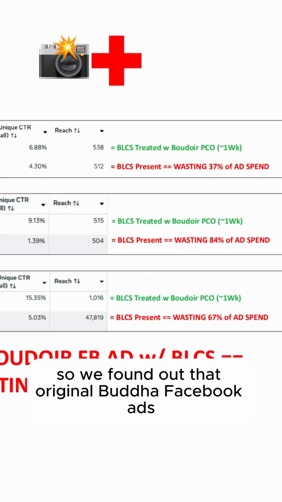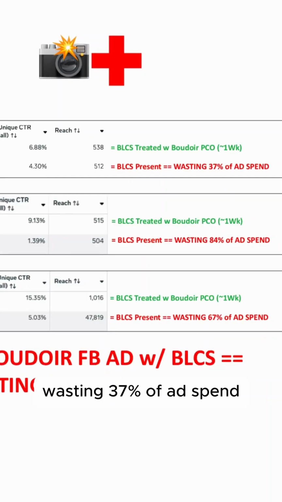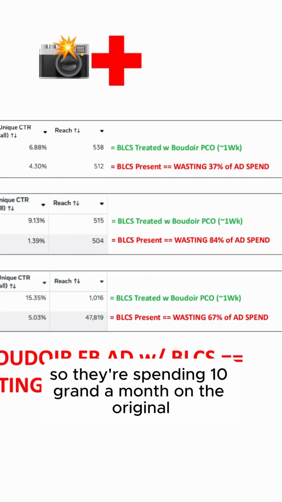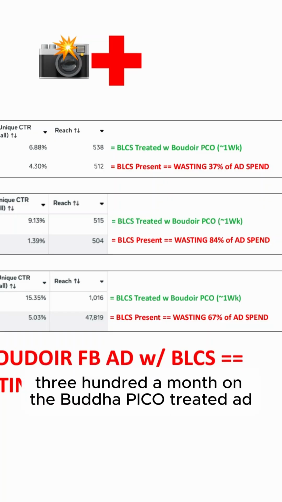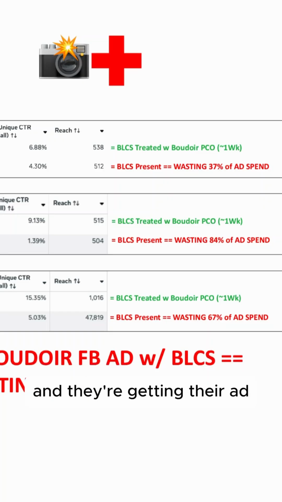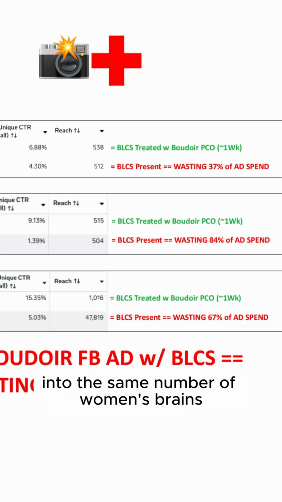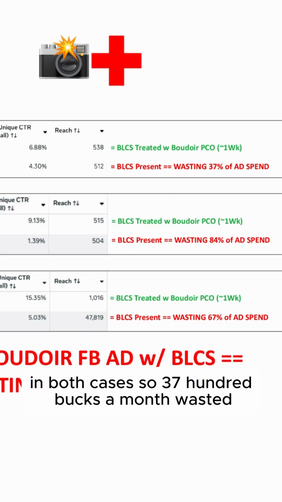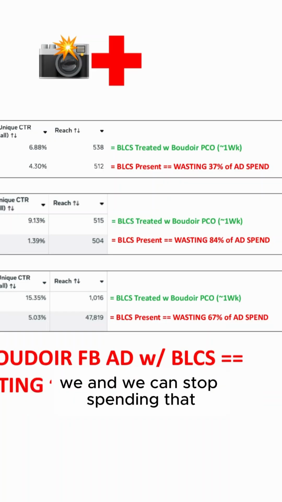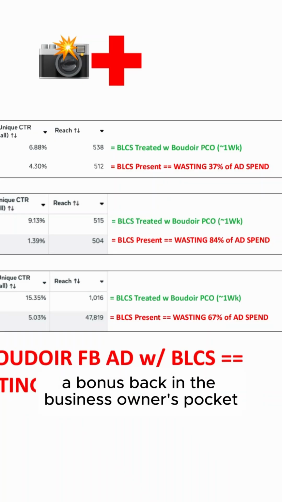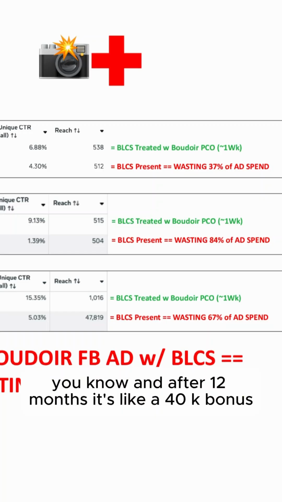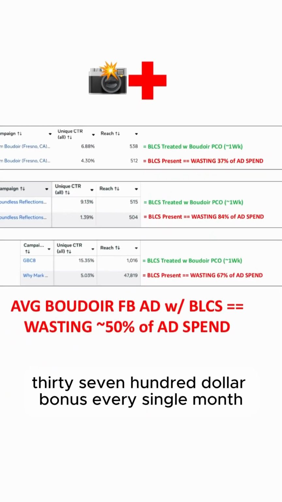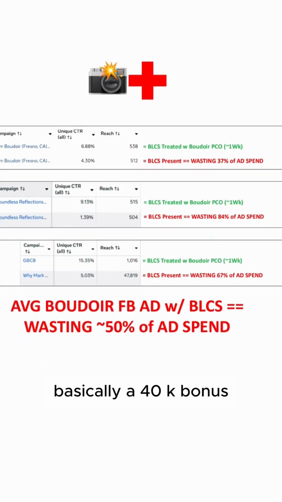So we found out that the original boudoir Facebook ad was wasting 37% of ad spend. So they're spending 10 grand a month on the original. They now only have to spend 6,300 a month on the boudoir Pico treated ad, and they're getting their ad into the same number of women's brains in both cases. So that's 3,700 bucks a month wasted. We can stop spending that, and that's kind of a bonus back in the business owner's pocket because they don't have to spend it anymore. After 12 months, that's like a 40K bonus. So a $3,700 bonus every single month, basically a 40K bonus.